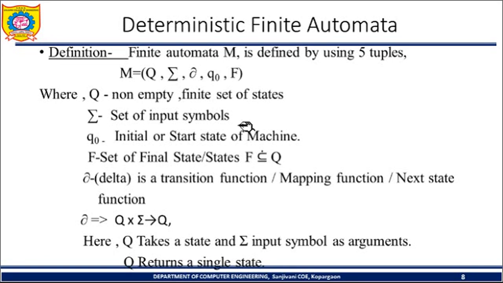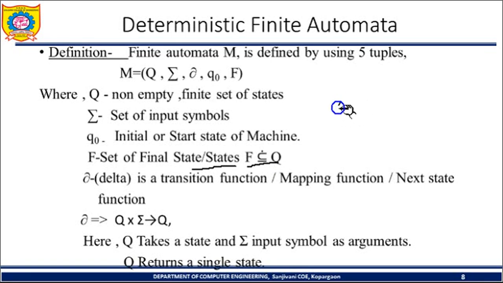Summation is the set of input alphabet. So, if the language is made up of 0 and 1, then the set of input alphabet is 0, 1. If it is made up of A and B, then the set of input alphabet will be A and B, like this. Q0 is the initial or start state of the machine. F is the set of final state or states. There may be cases where we have more than one final state. That's why F consists of a number of states, and F is a subset of capital Q.